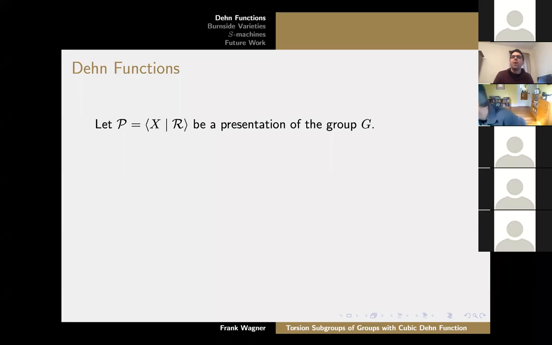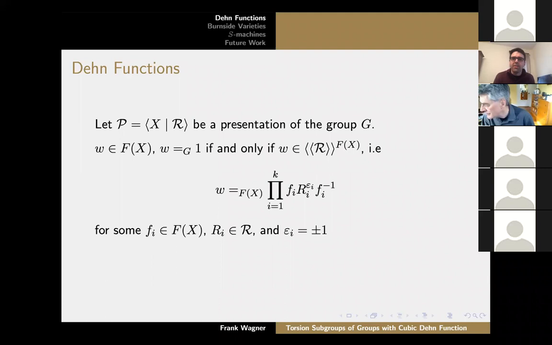So first of all, we look at some presentation of a group. Then if we take some word over the generators, it's equal to one in the group if it's in the normal closure of the relations. Of course we know this, but what we want to say here is that this means that we can write it freely as some product of K conjugates of relations or their inverses.